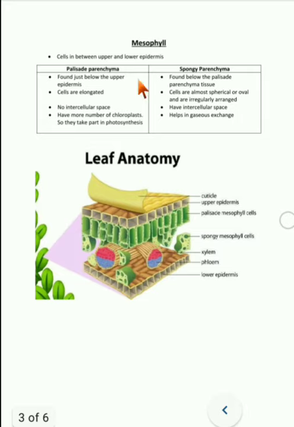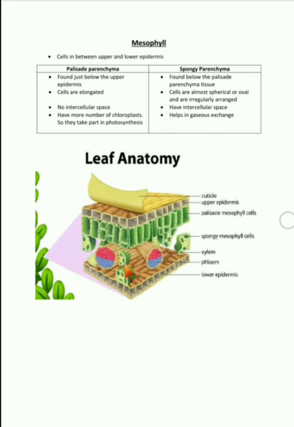Next we will see about the mesophyll cells. All those cells which lie in between the upper and lower epidermis are called mesophyll cells. As far as dicot leaf is concerned, this mesophyll can be divided into two types: palisade parenchyma and spongy parenchyma. First we will see about the palisade parenchyma. It is found just below the upper epidermis. You can see these green cells arranged below the upper epidermis. Cells are normally elongated and you cannot see any intercellular spaces in between. They are closely packed and have a lot of chloroplast. Their main work is to conduct photosynthesis.